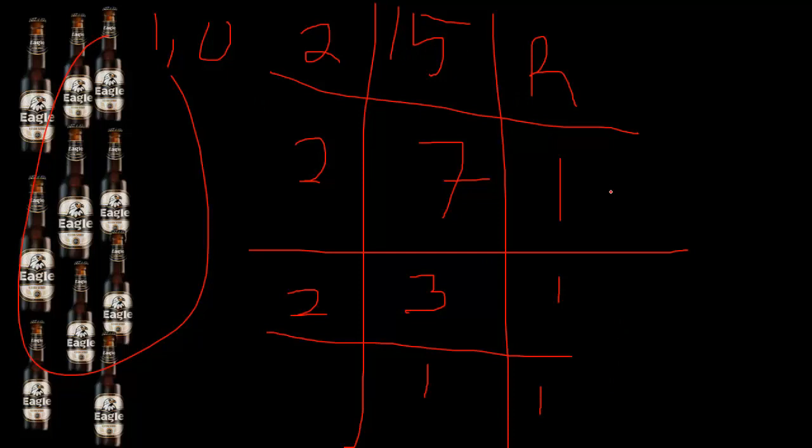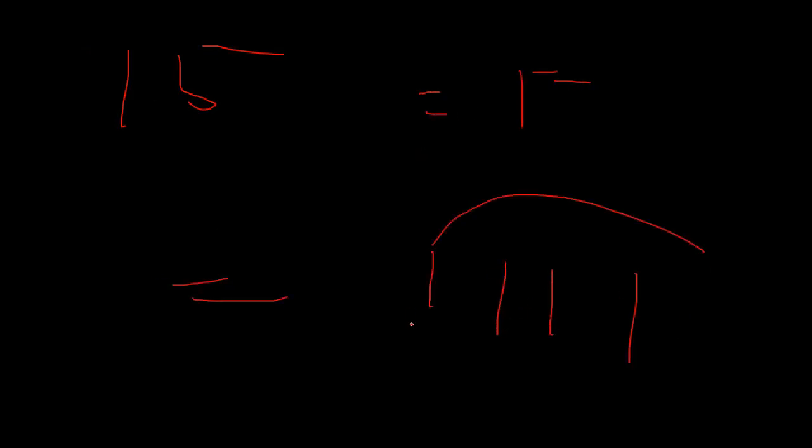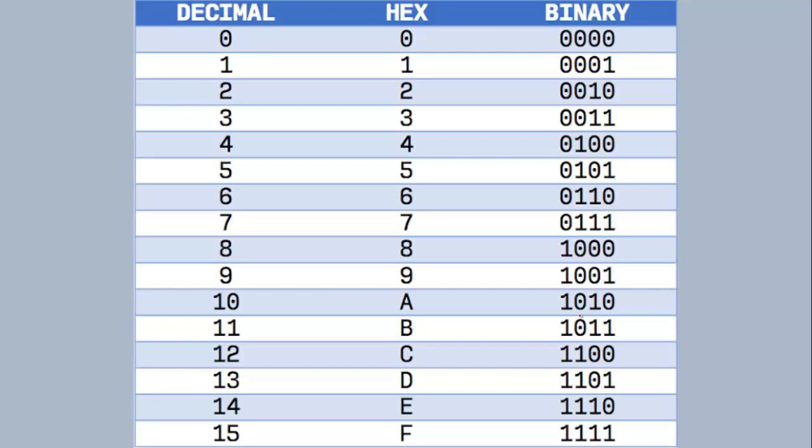So you see how 15 has come out as 1111. 15, which is F, has come out as 1111. This is what I'm talking about. This is 15, this is F, it has come out as 1111. This is how it comes. Now you see the machine ends at F, and so on.